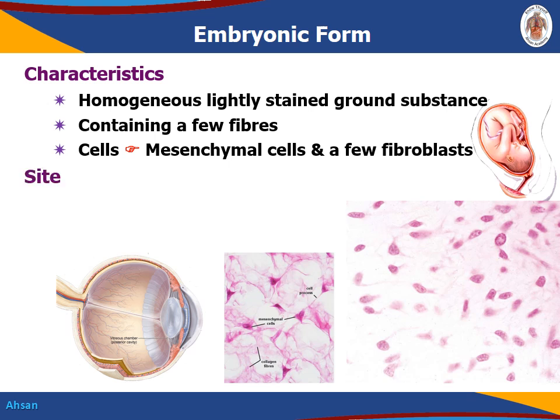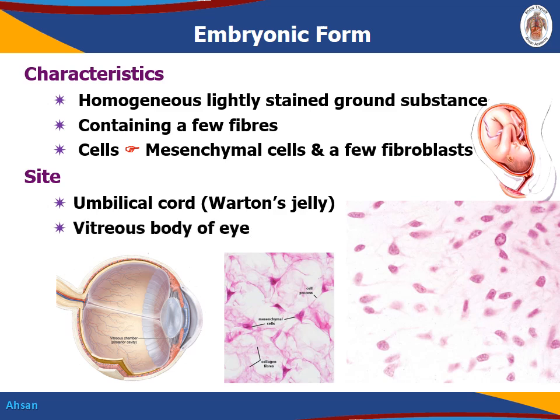after birth we will find this in the umbilical cord, that connects the baby with the mother's placenta. The jelly-like fluidy tissue present here in this umbilical cord is known as Wharton's gel. It is present after birth till death of the human in the eye in the form of vitreous body of the eye.